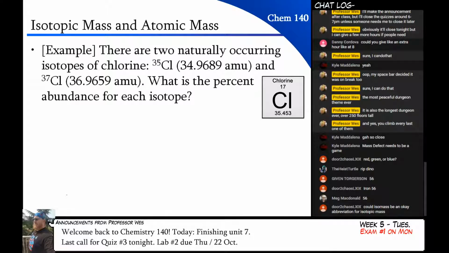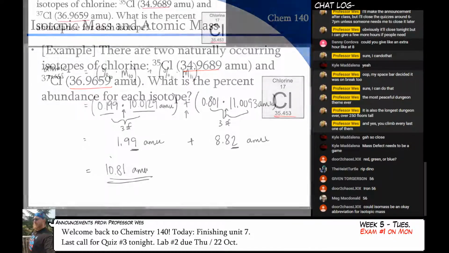All right. That's a simple one. Let's do a slightly more complicated one. Here's chlorine. For this example, I have given you the masses. And here is the mass of chlorine on average, its atomic mass. What is the percent abundance for each isotope? Uh-oh, I have to solve for the percentages. That's a little bit harder. Here's how we do it.